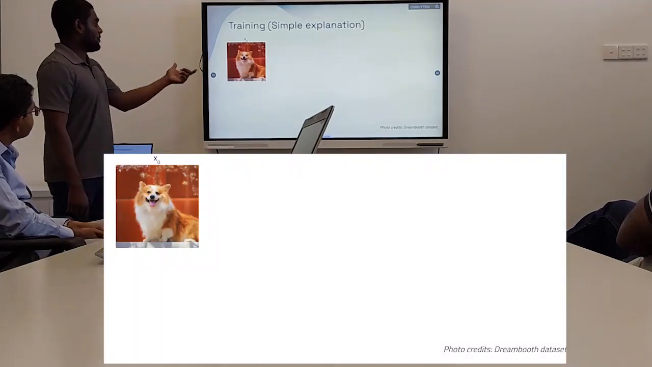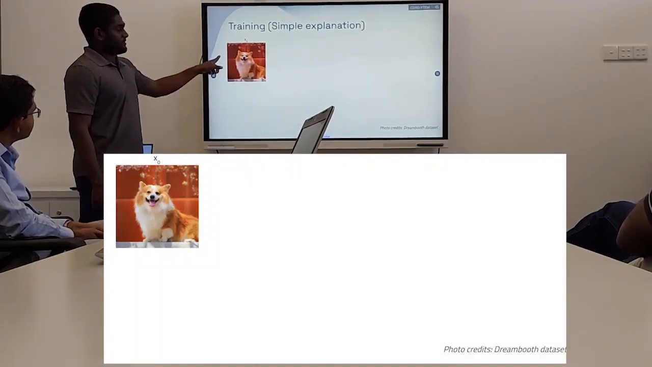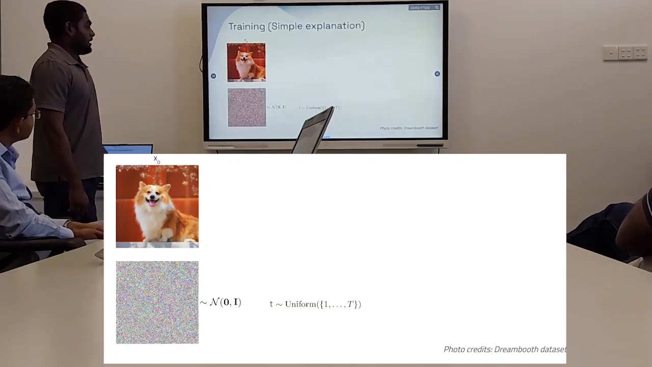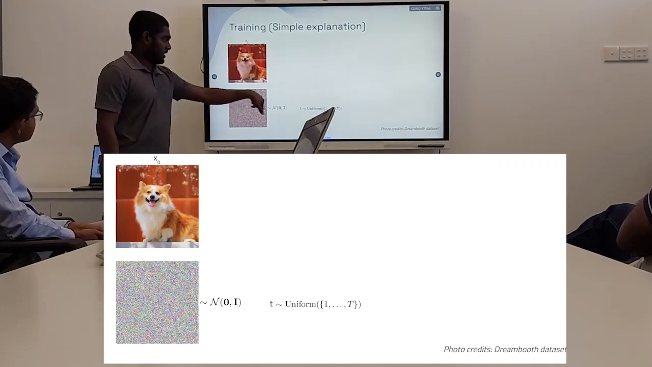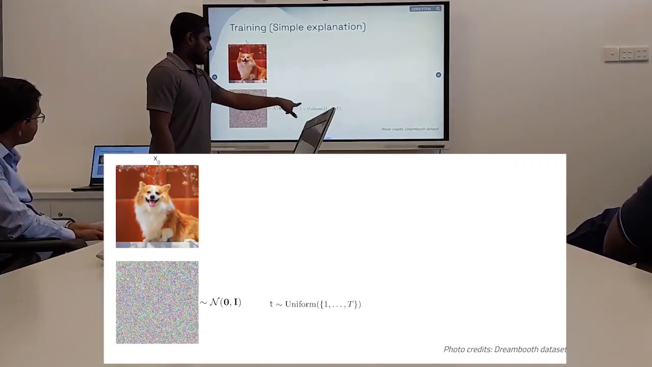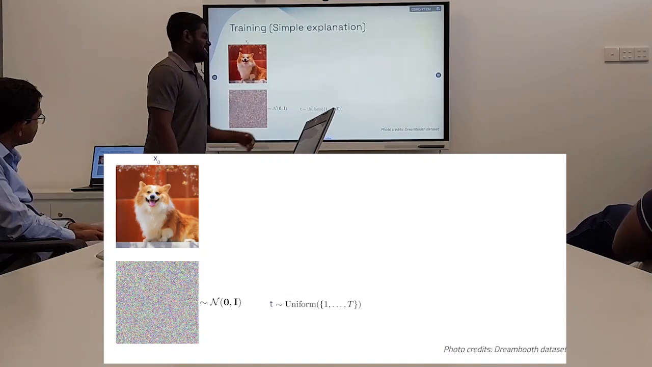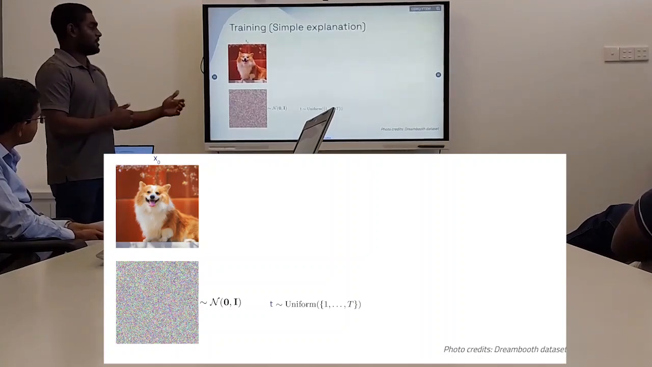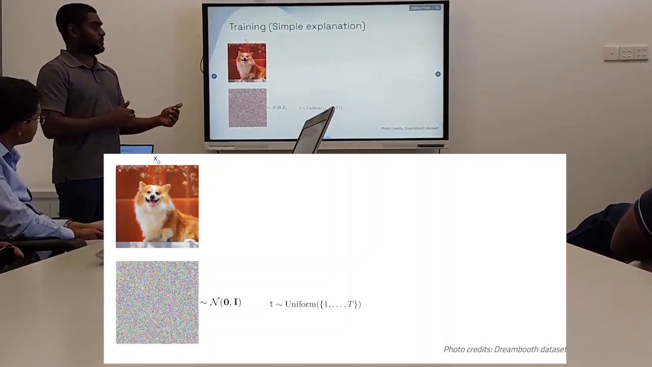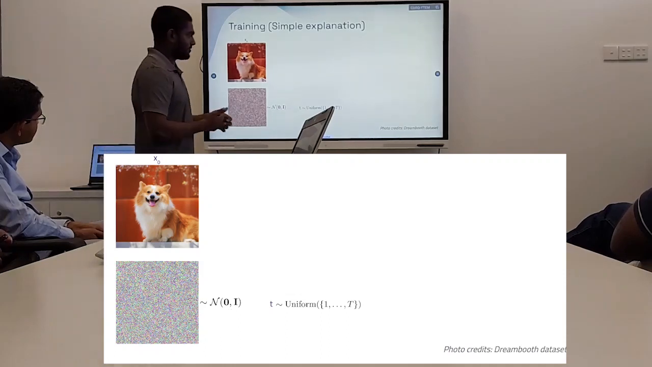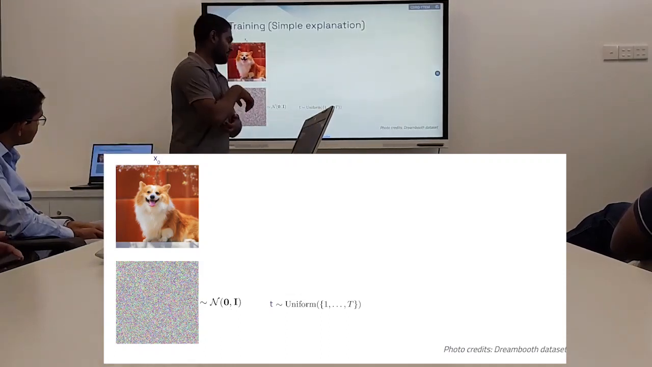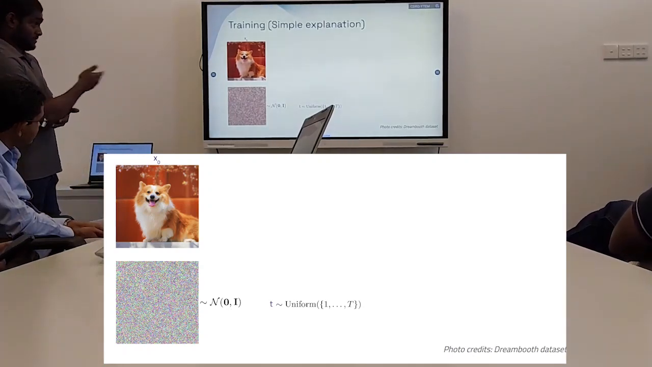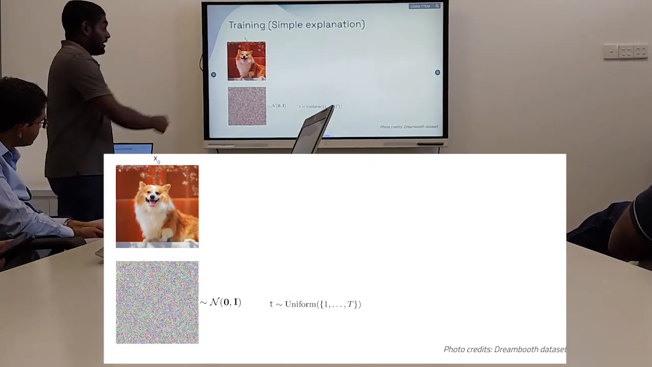So initially we have an image. Actually this is an image from the DreamBooth dataset, and then we are sampling a Gaussian noise from a standard normal distribution and sampling T from a uniform distribution. That means we initially decide for how many time steps we will be doing the diffusion process. For example 250, then capital T will be 250. So we will be uniformly sampling an integer from that range, and also the noise.